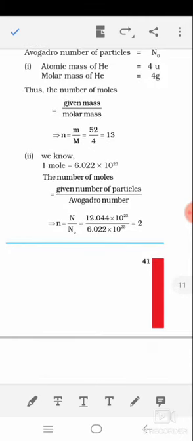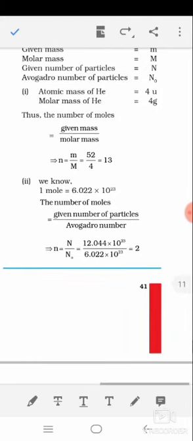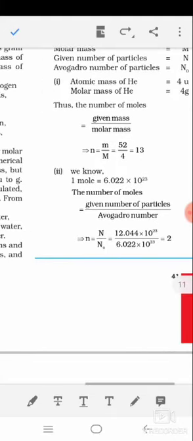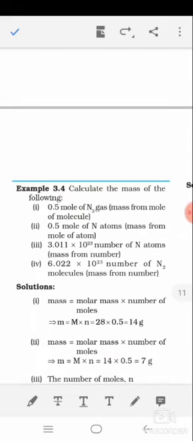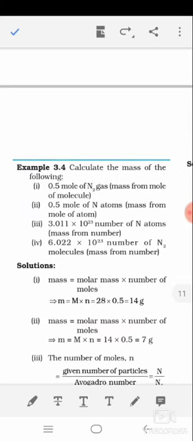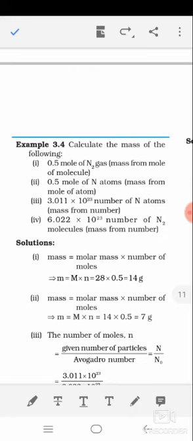Okay, now in the case of number of moles and number of particles, the same equation applies. Given mass, not mass, in this case given number, divided by molar mass, not molar mass, in this case Avogadro number. Then you can find the number of moles present. So I think you may be very clear. I have taken this topic very detailedly because this is a very important topic. That's why I am repeating the process and the steps again and again. So let's move to another question.